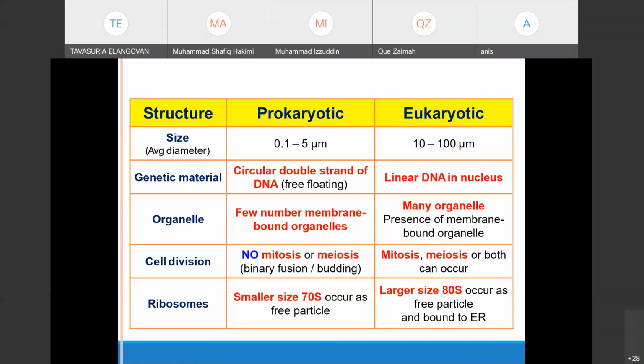Prokaryotic organisms have one cell, known as unicellular organisms. Eukaryotic organisms can be unicellular or multicellular. The majority are multicellular and some are unicellular. Okay, so these are the differences you should know.